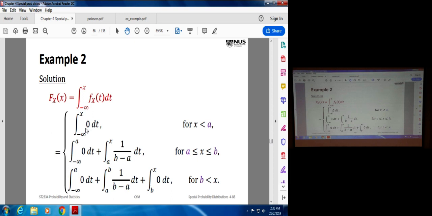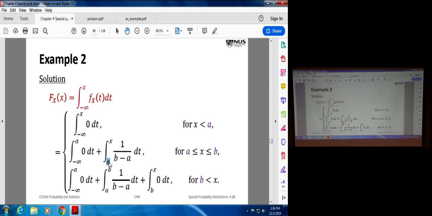What we have to do here is be careful what the value of x is. If the value of little x is strictly less than a, or less than or equal to a, the integral between minus infinity and x is 0 because the PDF is 0 there. If x lies between a and b, then we take the integral between minus infinity and a, which is 0, plus the integral between a and x of 1 over b minus a dt, because the PDF is only non-zero between a and b.